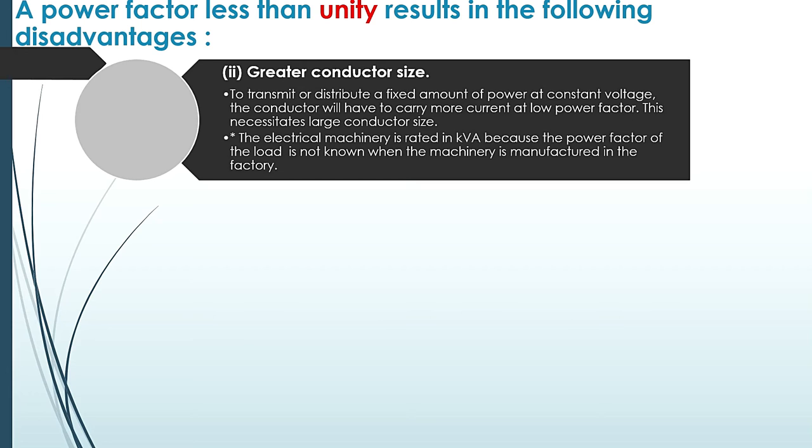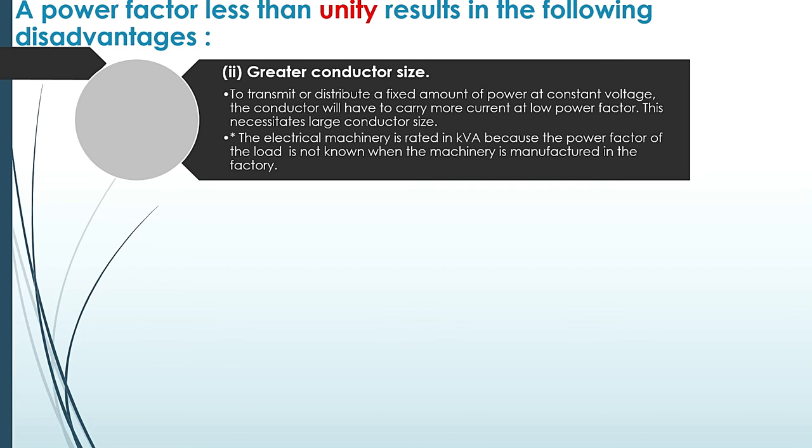The electrical machine is rated in kVA because the power factor of the load is not known when the machinery is manufactured in the factory. When the machinery is manufactured, at that time we don't know the power factor of the load. So if you are not maintaining the power factor, the low power factor will create more current in the cable, in the copper cable. So the conductor will carry more current, and this will necessitate large conductor size.